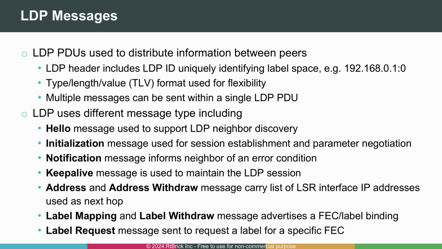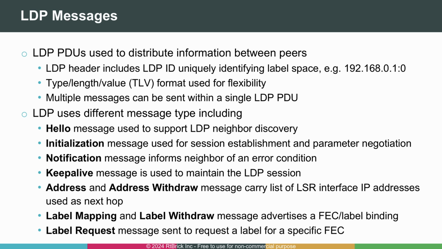Here is a list of key message types. Hello messages are sent via UDP to discover LDP neighbors. LDP supports 2 types of neighbor discovery, the basic neighbor discovery on a directly connected interface and the extended discovery for LDP peers that are not directly connected.